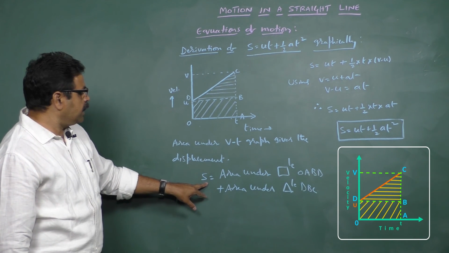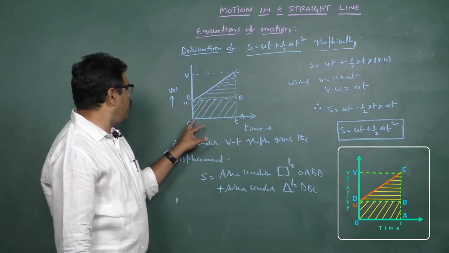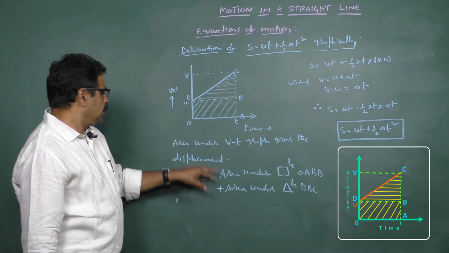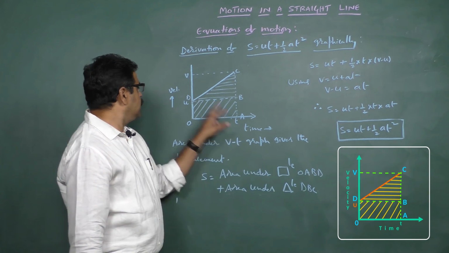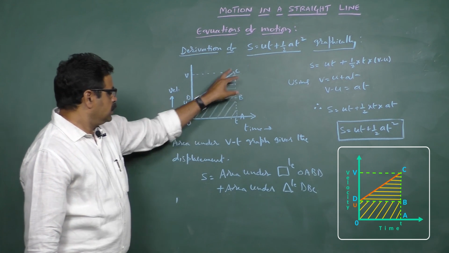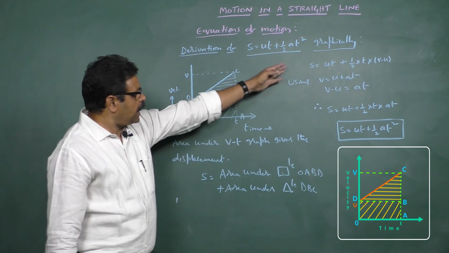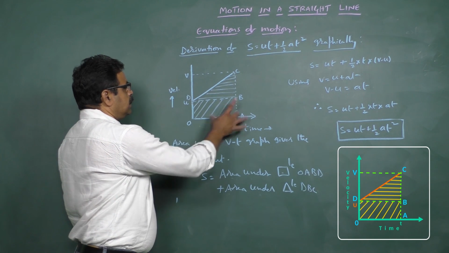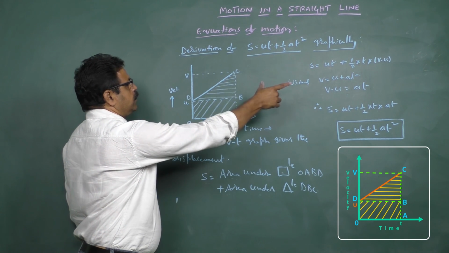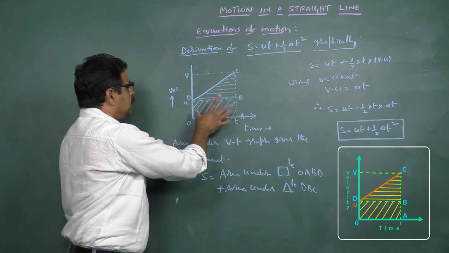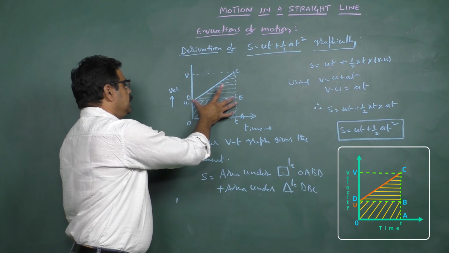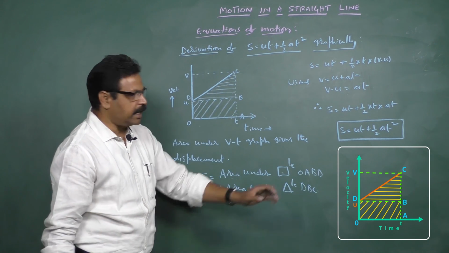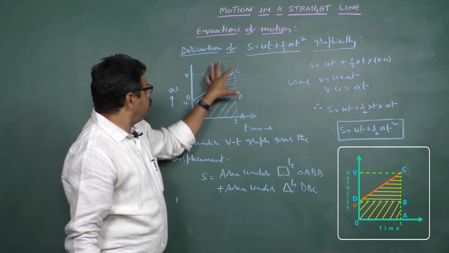Therefore, S can be taken as the area under rectangle OABD. I am just denoting this with some notations, and here the area under triangle DBC. So the area under the rectangle can be taken as u into t, because this parameter is t and this parameter is u. Coming to the area of the triangle, this parameter is t and this parameter is v minus u. Therefore, half base into height is the area of the triangle. So half t into v minus u.